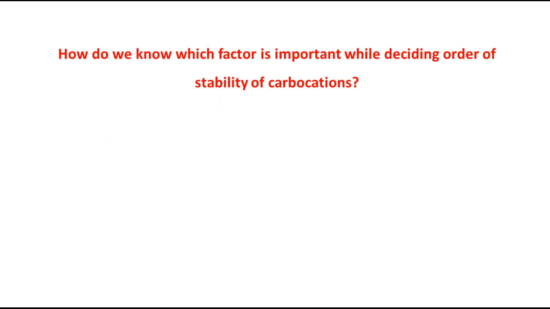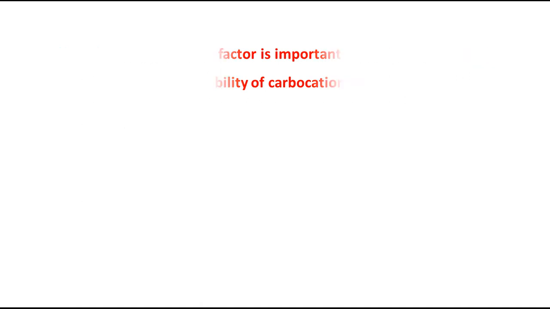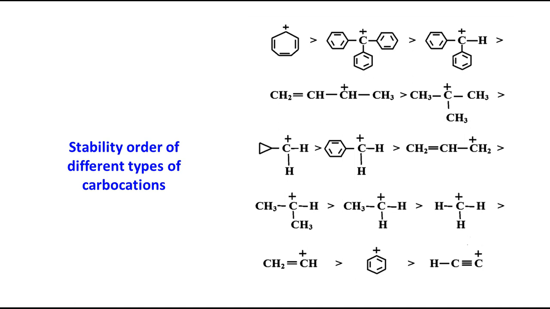Now the important question. How do you know which factor is important when you actually decide the stability of a carbocation? Suppose you have 3 to 4 examples, you are solving some problem, you have to decide the order of stability. Then which factor will you give more priority? Suppose in one example factor number 1 is present, in another example aromaticity is present, then how to decide that? Now to remove that confusion, here I have a list of the stability order of some different types of carbocations. I think it will help you to decide which factor to give priority.